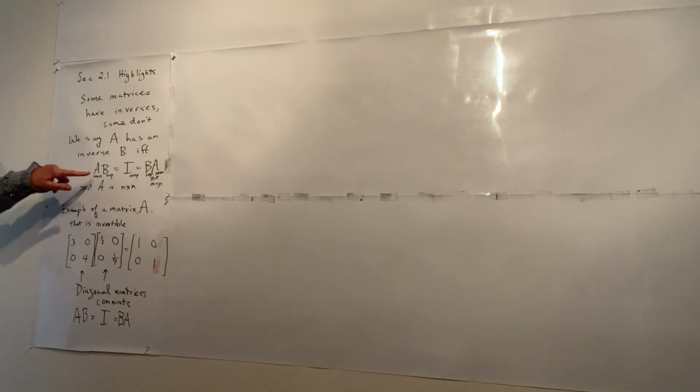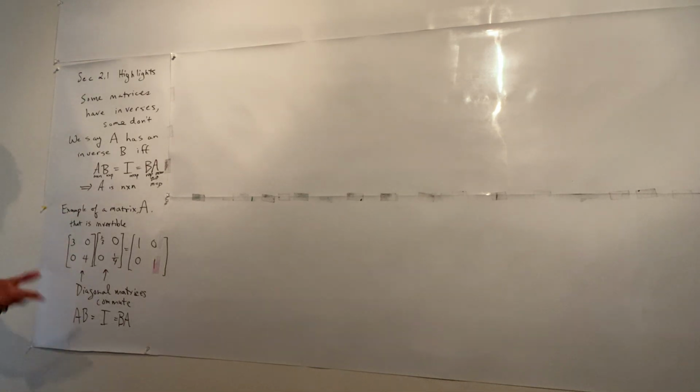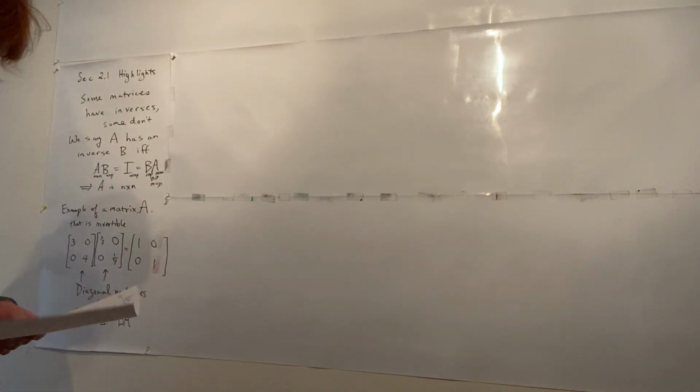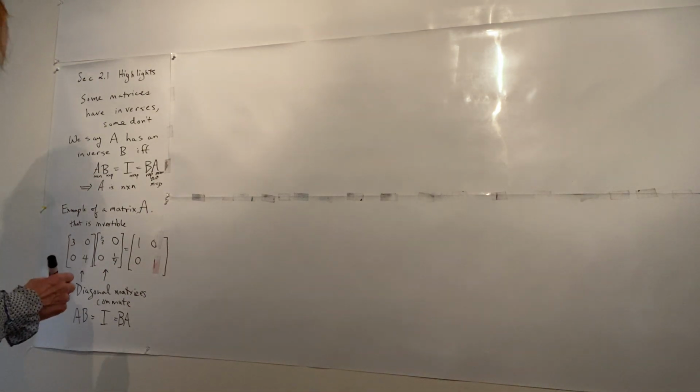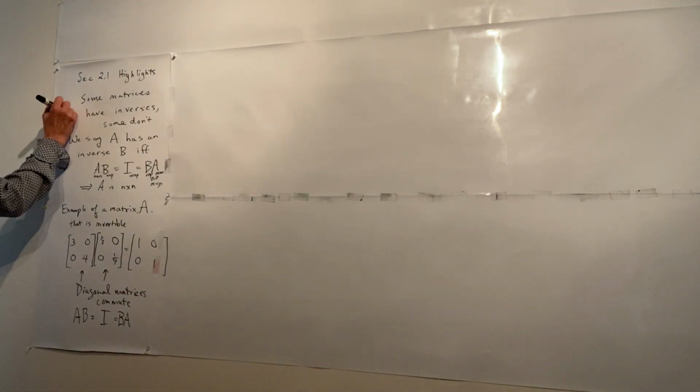So if the two matrices are inverses of each other, they have to commute, right? By definition of inverse. You remember. Most matrices don't. All right, so this is something you had to remember.